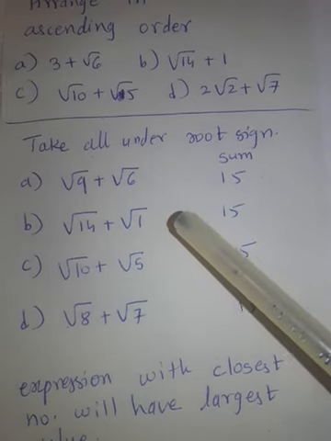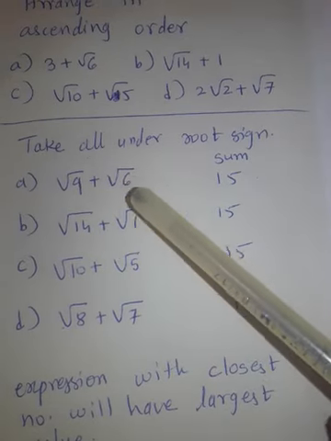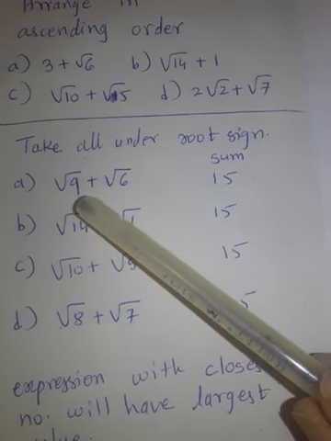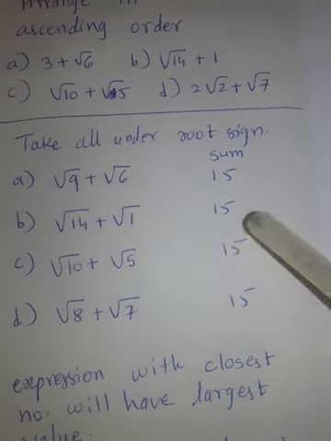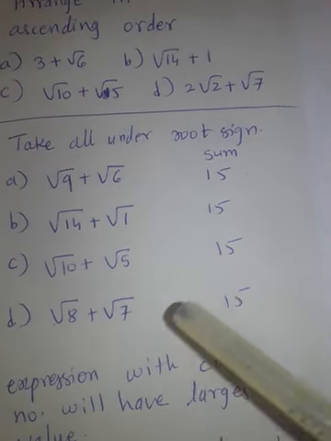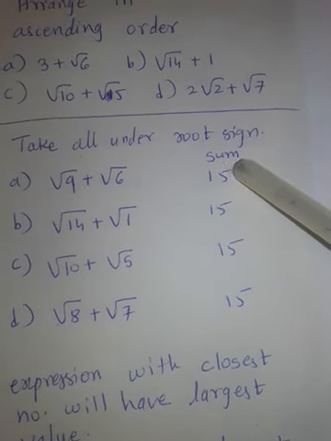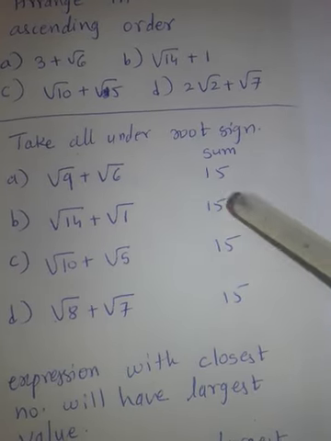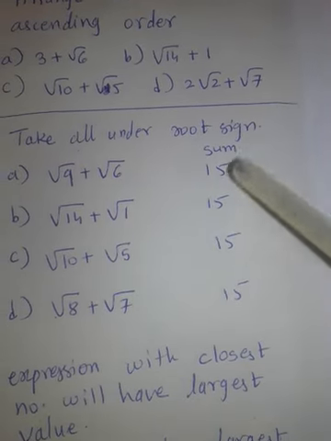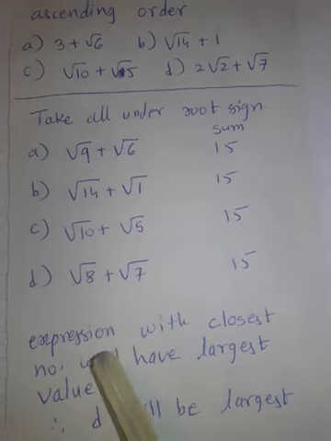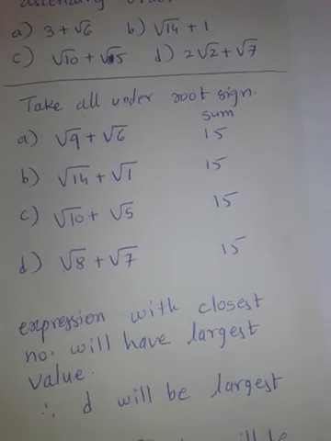Now what I need to do? I'll take their sum because of this plus sign. Forget the square root sign, just take the sum of these numbers. 9 plus 6 is 15, 14 plus 1 is 15, 10 plus 5 is 15, 8 plus 7 is 15. What do you observe here? All sums are equal. Correct? This is plus sign and all sums are equal. In this case, expression with closest number will have the largest value.